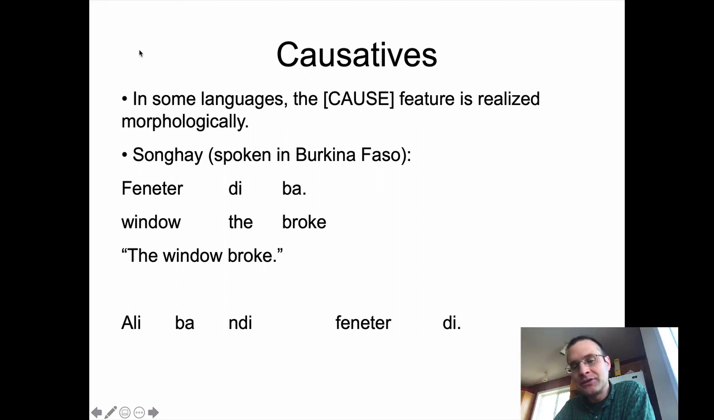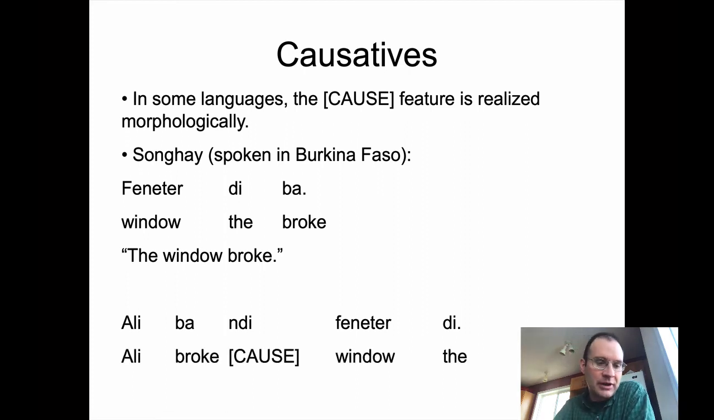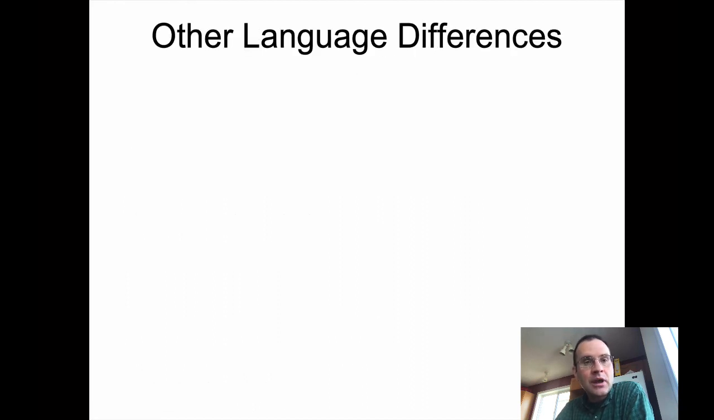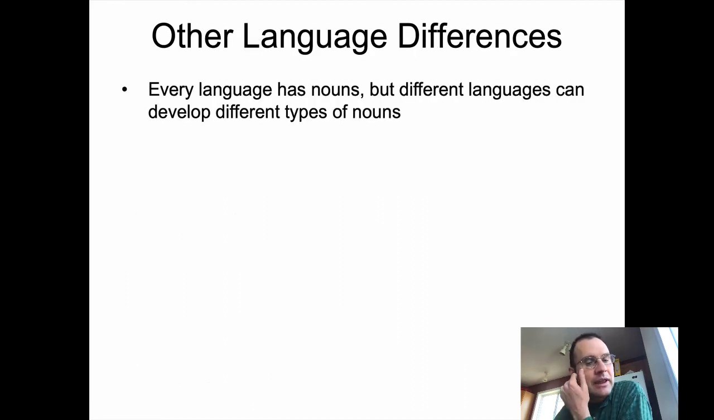But if somebody breaks the window, like Ali breaks the window, "Ali bandi fenêtre di." So "Ali broke," and then there's this morpheme "di" here, which we didn't see before. With the verb "broke," that's the causative morpheme that attaches to that verb to say that Ali broke the window. That's how we'd say it in English, but you'd translate it a little more literally from Songhai as "Ali caused the window to break." Okay, so those are causatives. I can give you a variety of other language differences.